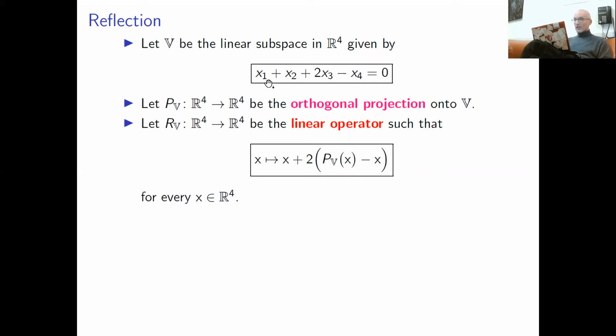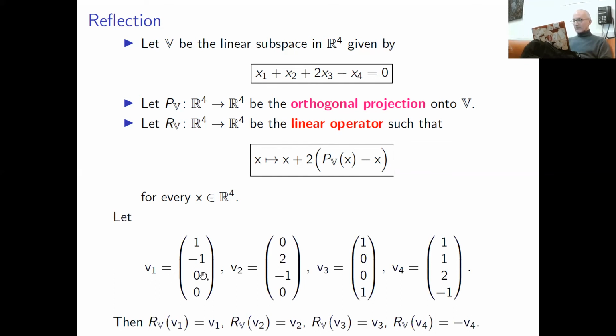What we can do, we can choose some basis of R4 such that the first 3 vectors are contained in V, and the 4th vector is orthogonal. Then you will see that it's going to be very easy to find the matrix of R in this basis. Okay, I basically guessed 3 linearly independent vectors in this space. Just a quite easy equation.